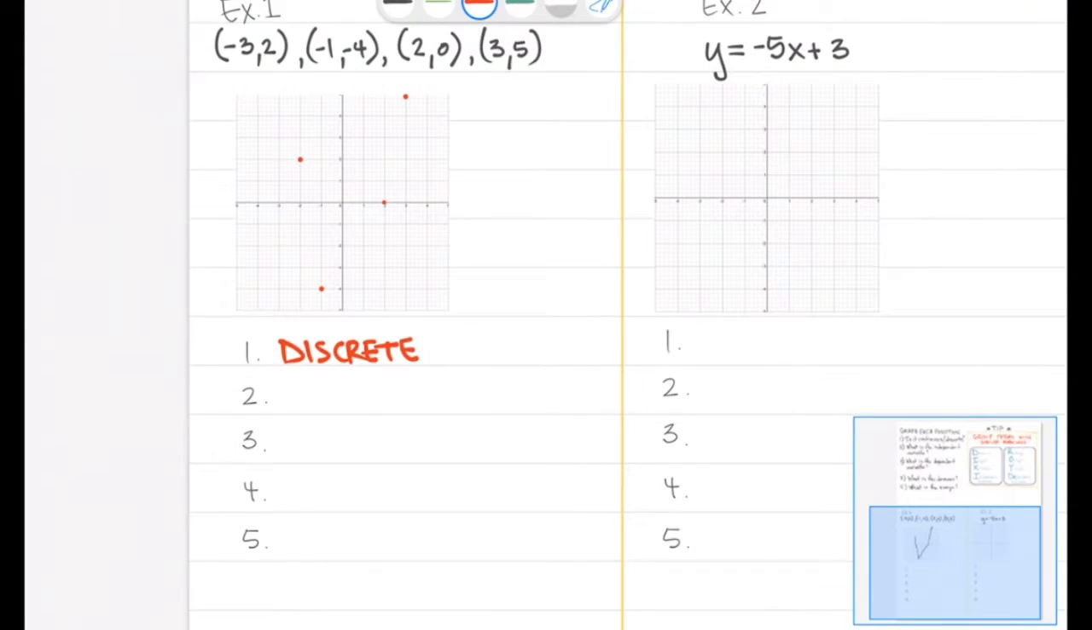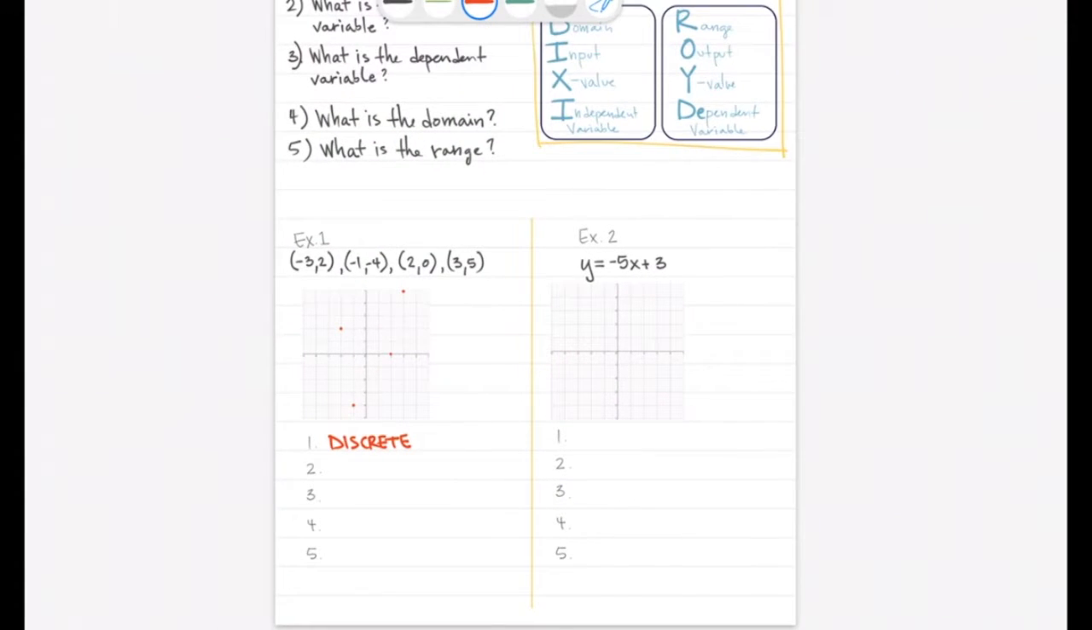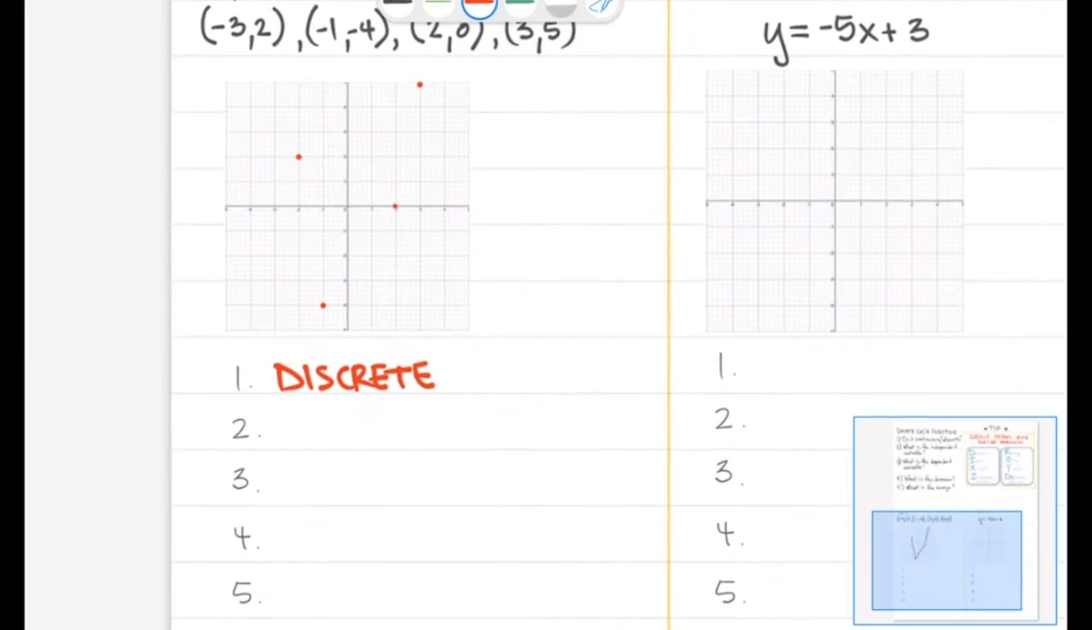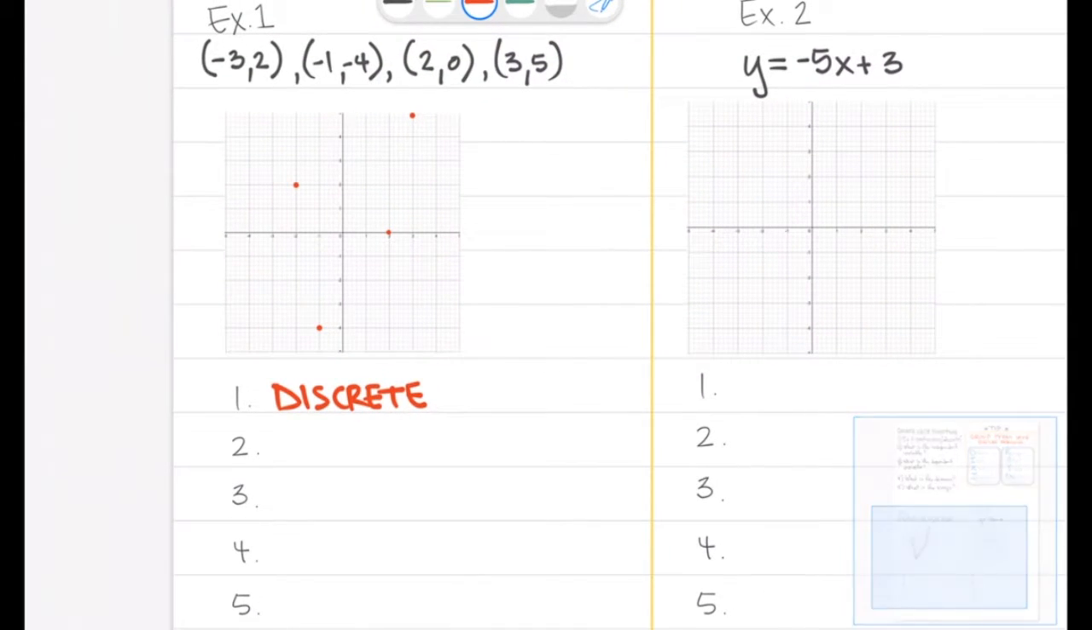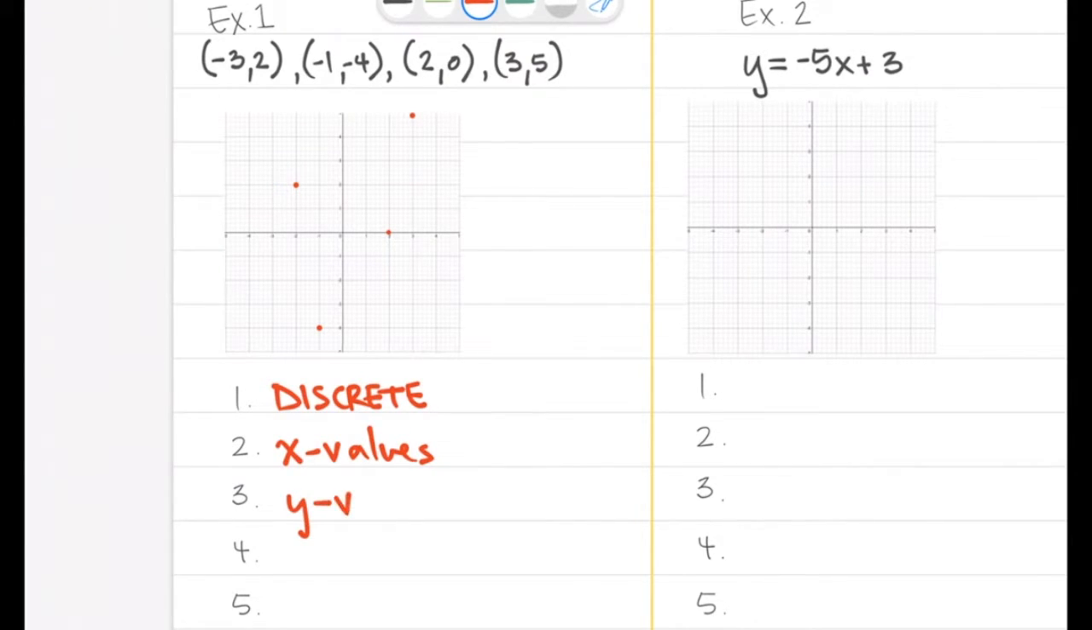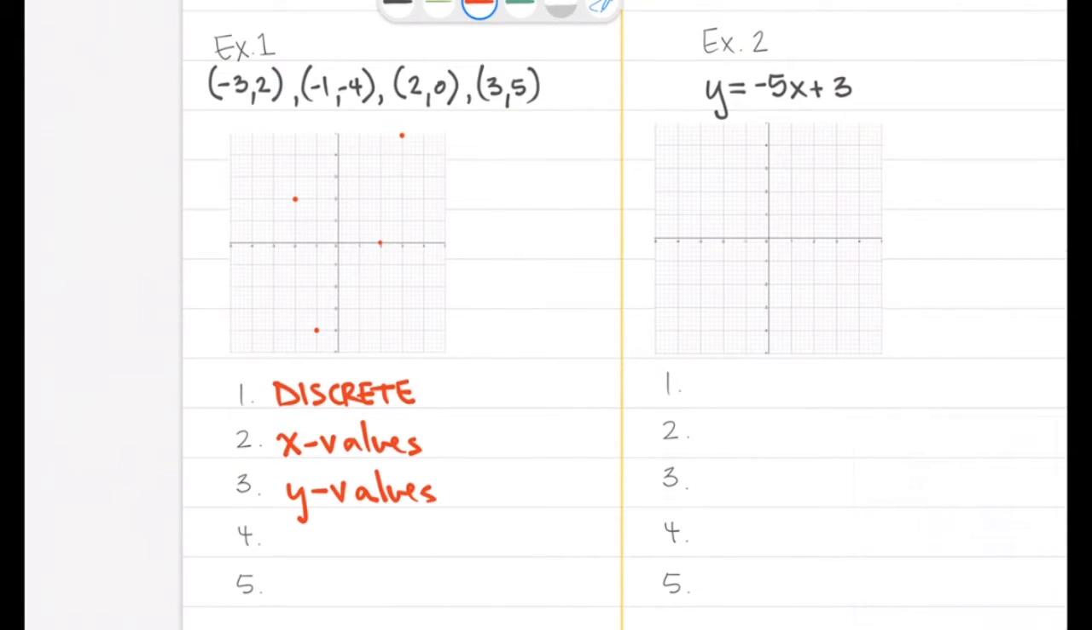So the second thing is, what are your independent and dependent variables? This is a little bit of a lame question because there's no practical scenario involved. So all you would have to say for the independent variable is that these are all of your x values, and your dependent variable would be your y values. All right, and then finally, let's do our domain and range.